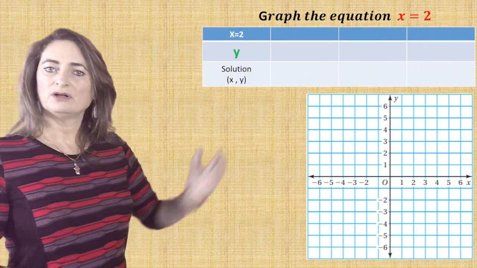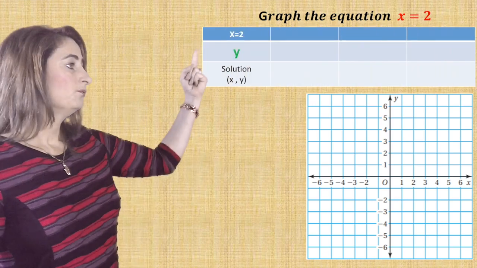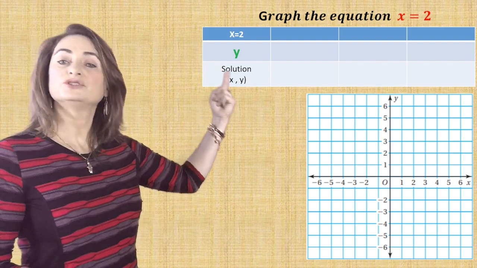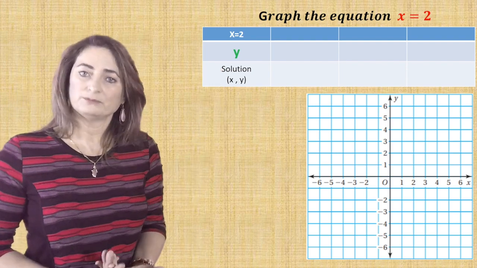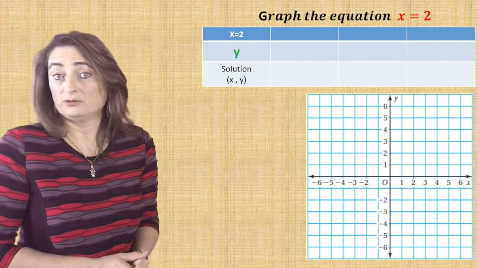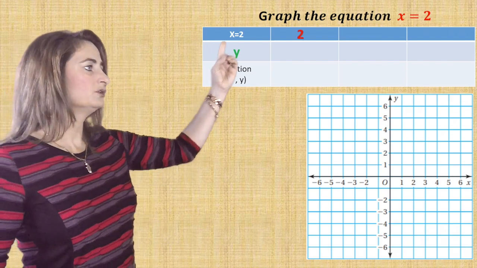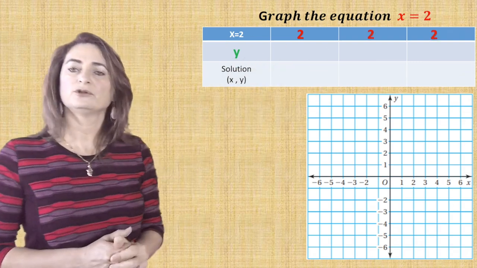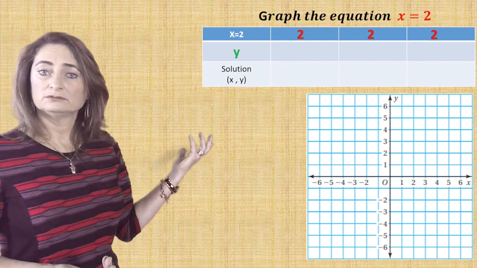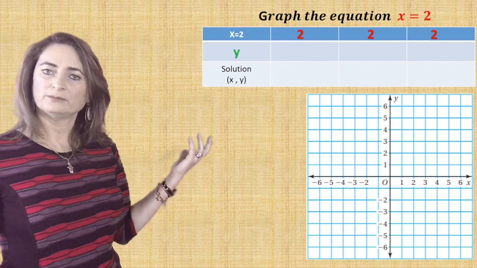I need a table of values again. I need x, y, and the solution, but this time x equals 2. So I can't come up with my own numbers because x has to stay 2, because that's what the equation is saying, x equals 2. So leave x as 2, don't come up with your own numbers. Now what's y equal? Now you can come up with any number for y.